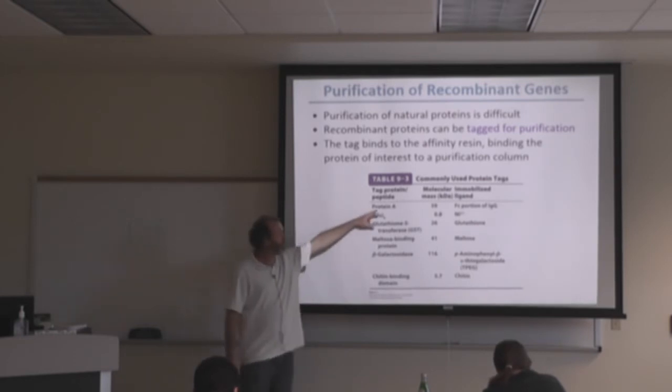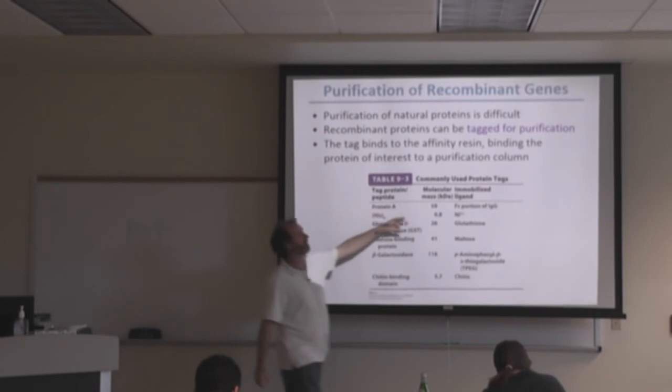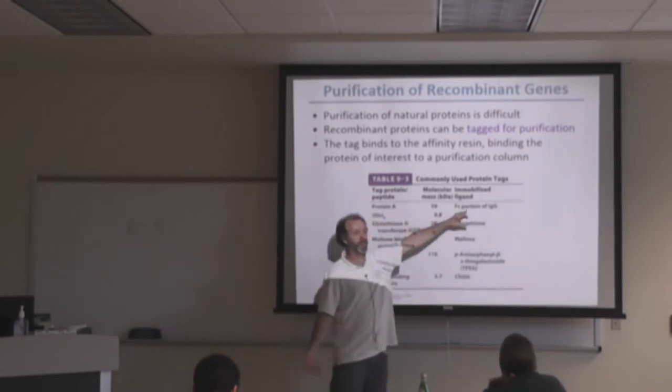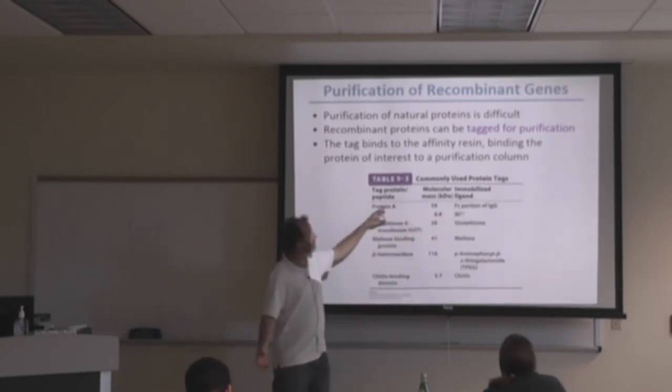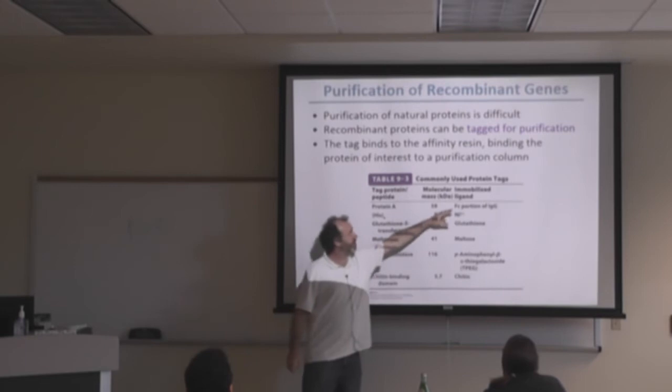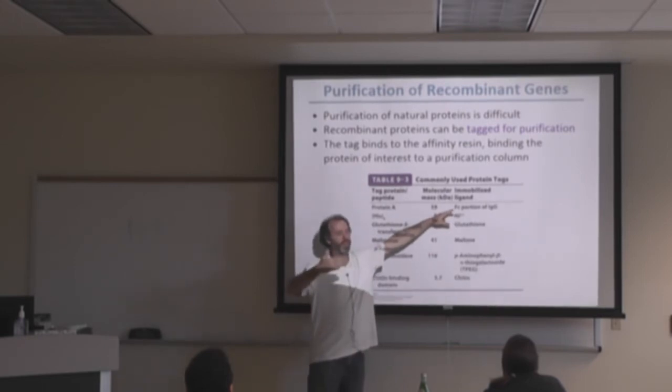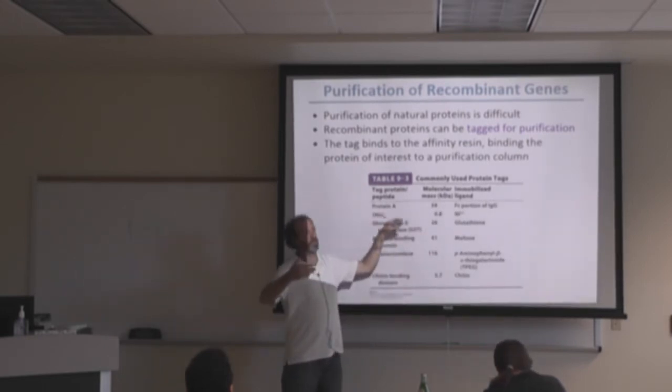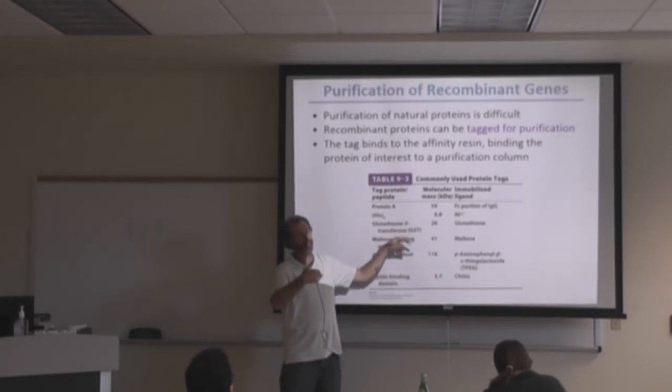There's protein A, which is a bacterial protein that will bind the Fc portion of some IgGs. So if you add protein A, you basically make a protein A fusion protein with the protein that you're interested in. All you need is a column made out of Fc, and all your recombinant protein is going to stick to that, and you'll be able to separate it from all the other proteins in that mixture.